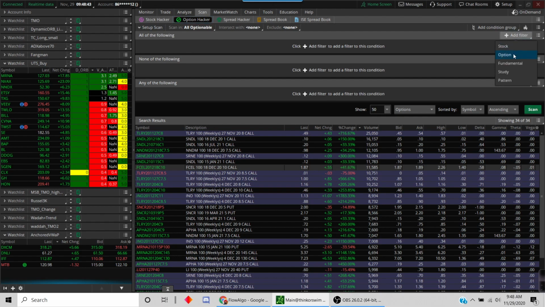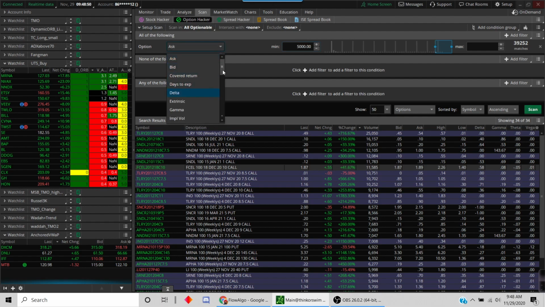So we'll add a filter, and the first thing we'll do is add a stock filter. What we're saying is, at minimum, we're looking for a volume of at least 5,000 contracts traded. So that's your condition number one. Again, this is completely adjustable, and I'm basically showing you an example of how to do it.